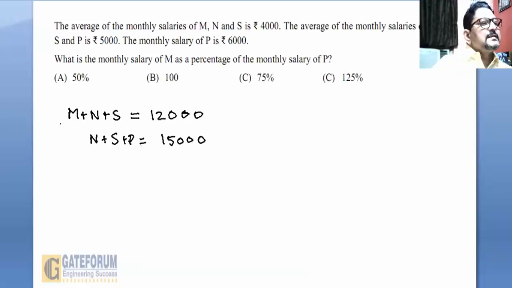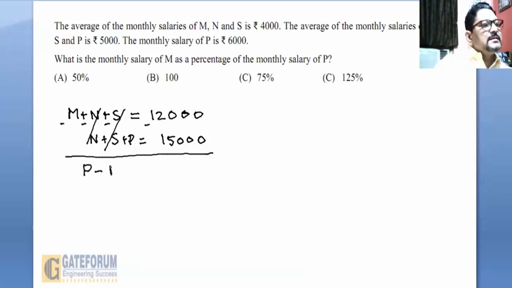So let us subtract the first one from the second. N cancels off, S cancels off, and we get P minus M is equal to 3,000. Now they have said that the monthly salary of P is 6,000. So I am sure we can understand that the salary of M becomes 3,000.